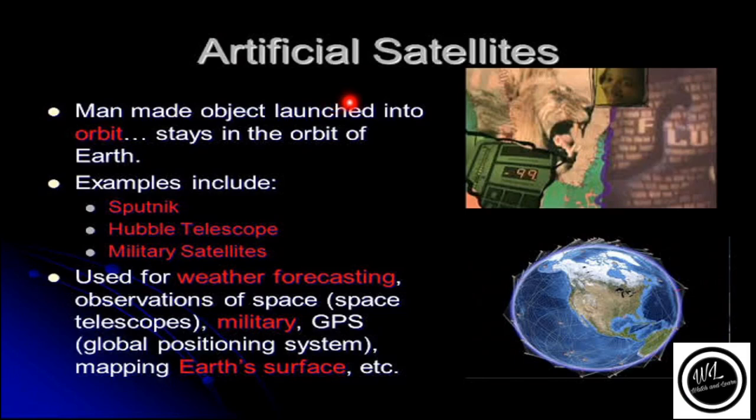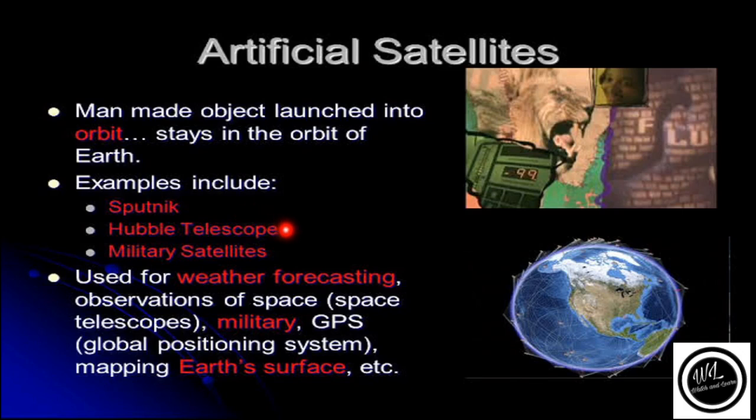Firstly, we know that artificial satellites are the objects that are sent into space, and these objects revolve around the earth. We have different examples of artificial satellites. First one is Sputnik. It was the first satellite that was sent by the Russian Union on the 4th of October, 1957.